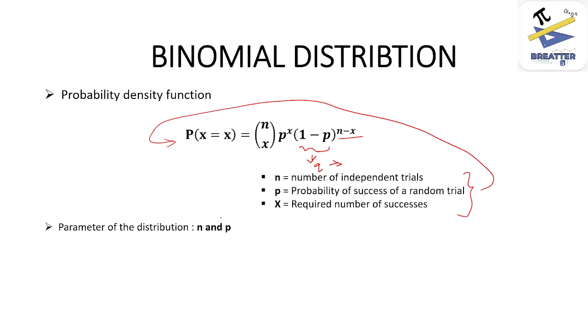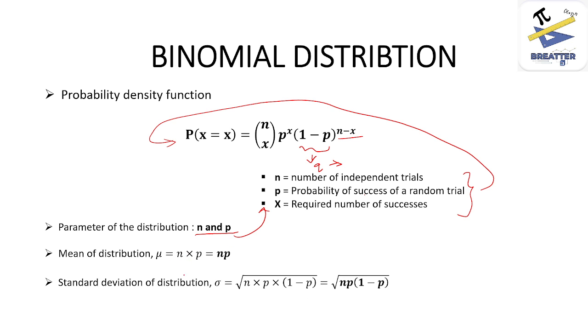The binomial distribution in general has two parameters. One parameter is N and another parameter is P. Both symbols we have discussed earlier in this topic. Now what is the mean of the distribution? Mean mu equals N into P. The standard deviation of the binomial distribution can be given as sigma equals square root of NP into 1 minus P, which we can also write as square root of NPQ. So in this slide we have learned about the probability density function, parameters of the binomial distribution, mean and standard deviation.